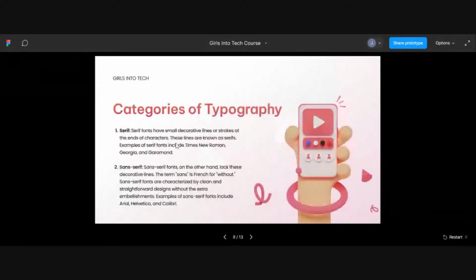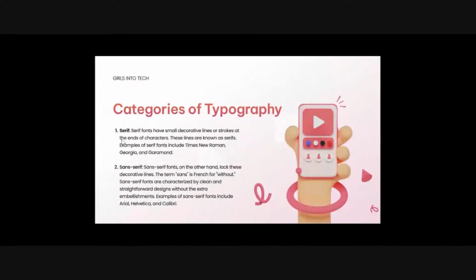So we have the categories of typography, right? You have the serif and you have the sans serif, right? So we have serif. So serif fonts have small decorative lines or strokes at the ends of characters, right? I believe we've actually seen this before. So these lines are known as serifs. Examples of serif fonts include Times New Roman, Georgia, and Garamond, right?